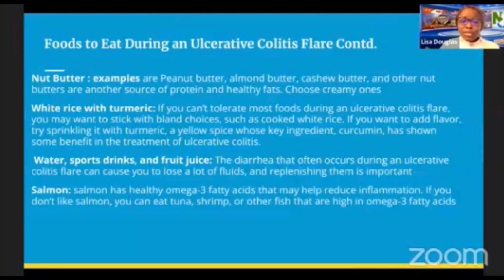Water, sports drinks, and fruit juices. Yes, some people may have to have this. And the reason why is that the diarrhea that often occurs during ulcerative colitis causes the person to lose a lot of fluid, and so you want to replenish it. And that is important and key. Salmon. Salmon has healthy omega-3 fatty acids that may help reduce inflammation. If you don't like salmon, you can try tuna, shrimp, or other fish that are high in omega-3 fatty acids as well.